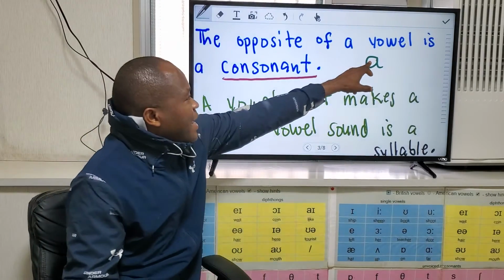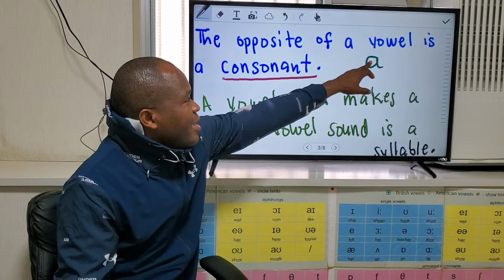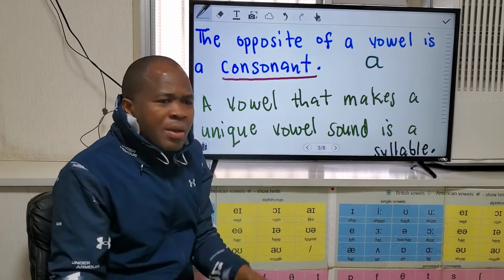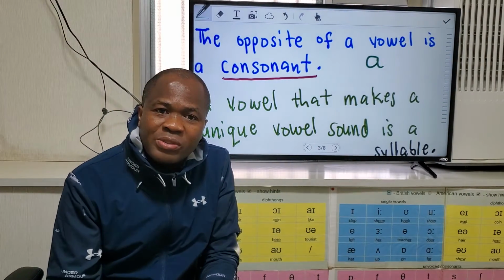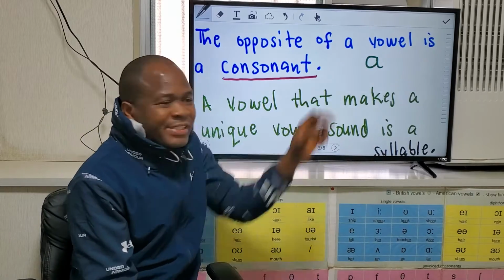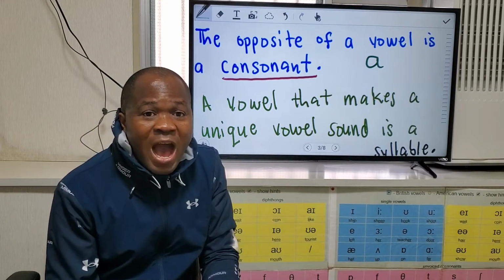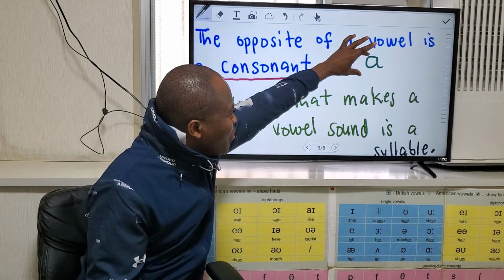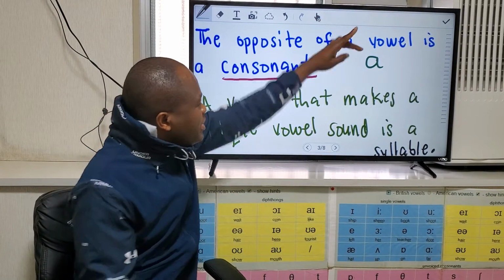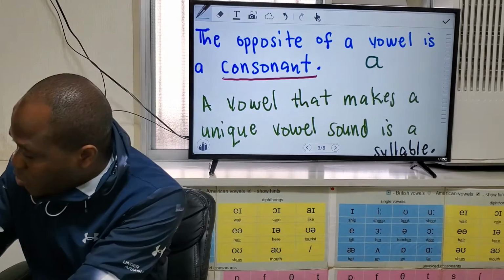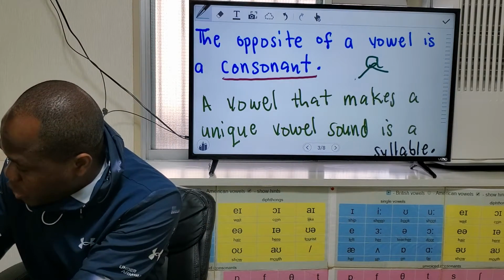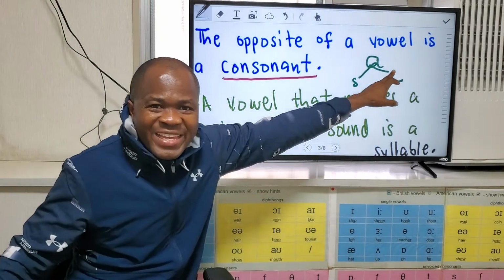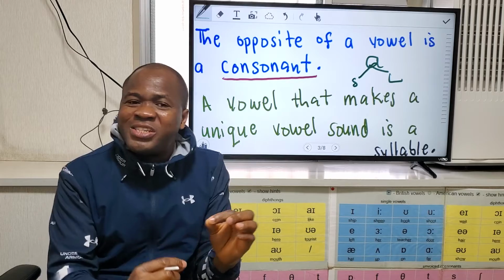I have the letter A. We all know it is called by its alphabet name, A. But when it comes to sound, it can make more than one sound. The short vowel sound and the long vowel sound. So this letter A makes two sounds here. One is short, the other one is long. So it is making a unique sound.